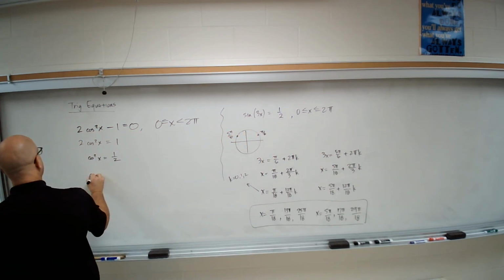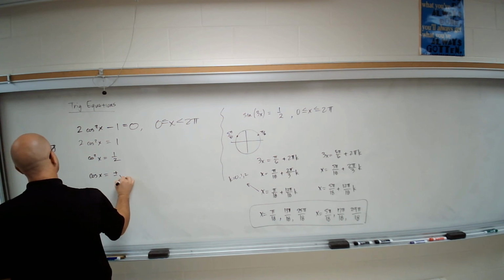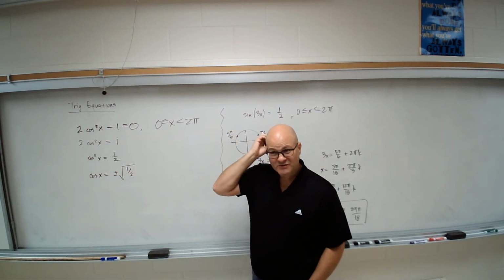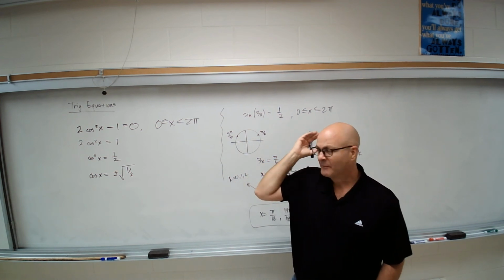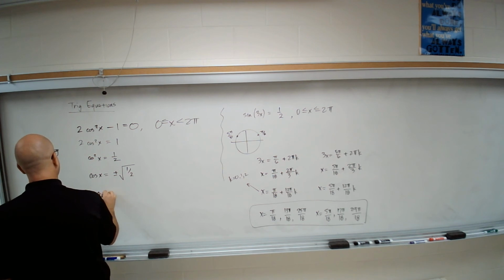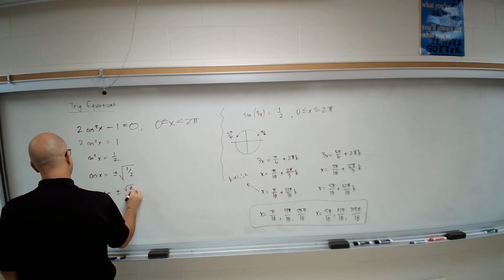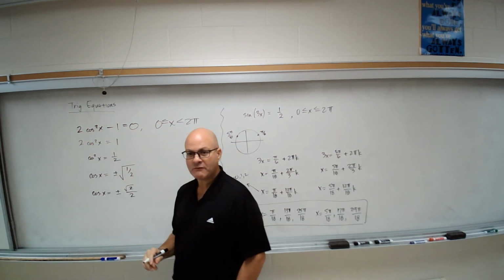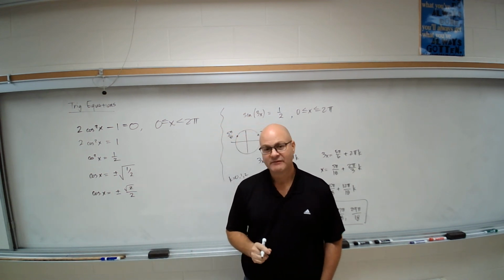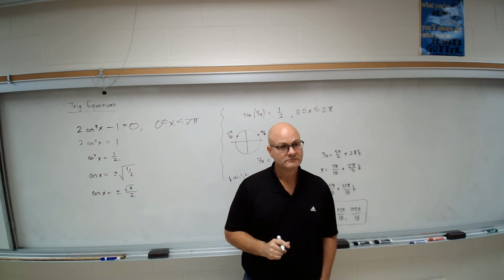So we'll get the cosine of x is plus or minus the square root of 1/2, which looks really strange. It's like, we're not used to that number. But actually, if you rationalize it, that's just radical 2 over 2. So it's saying the cosine of x is equal to positive or negative radical 2 over 2.